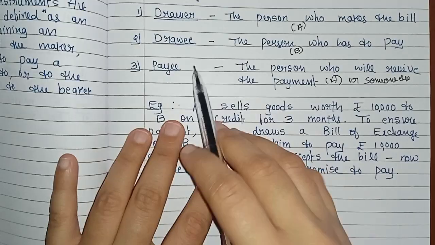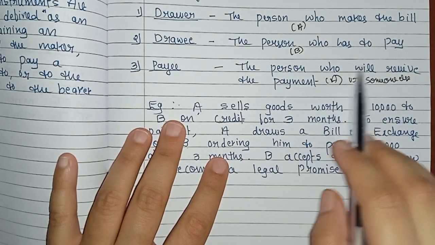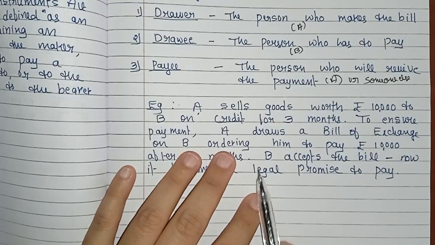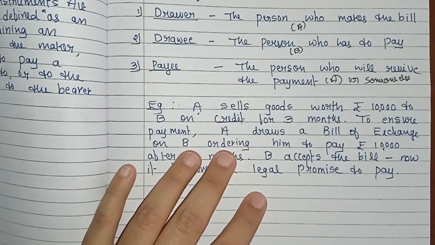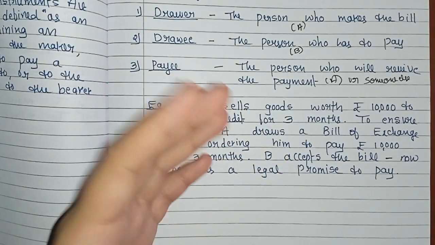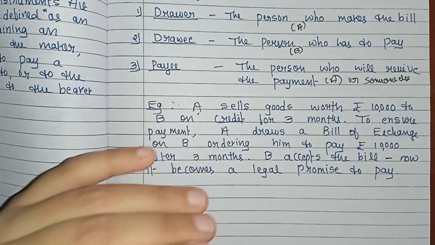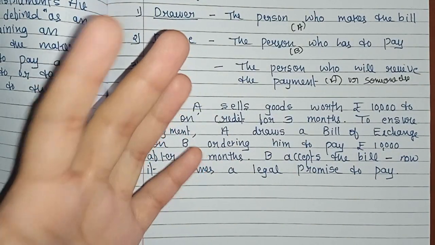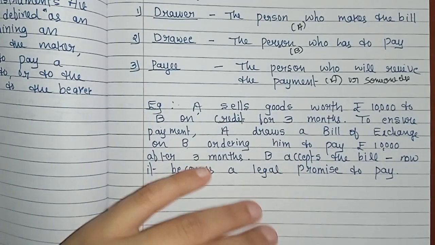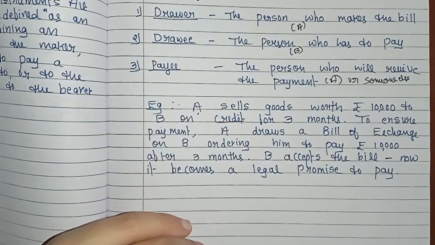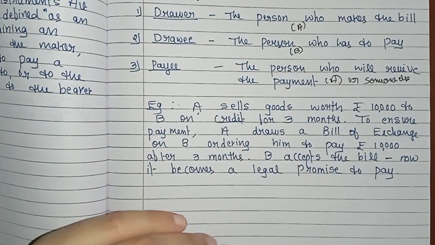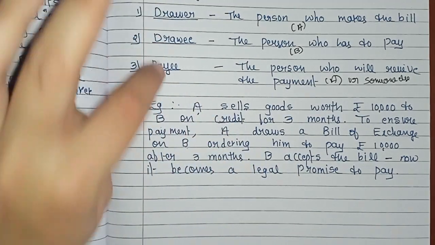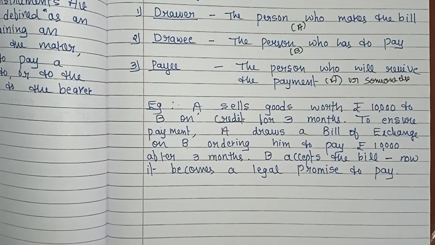Right? Now payee means who? The person who will receive the payment. So in our example, the payee is A or someone else. Someone else means, sometimes the drawer makes the bill payable to some other person. In that case, that other person becomes the payee. Clear? So how many parties are involved in a bill of exchange? Drawer, drawee, payee. Till here it is clear, right?